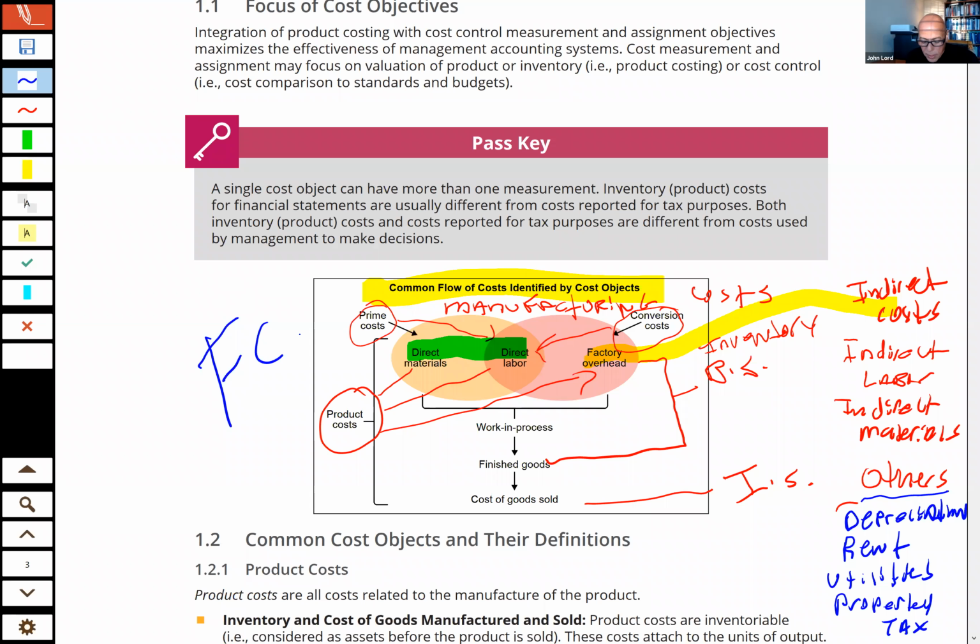When we think about direct versus indirect, direct costs are easily traced to the product. Indirect costs, we have to apply them. There are the obvious ones: indirect labor, indirect materials, and then there are the others, which are depreciation, rent, utilities, property tax. And this is not an exhaustive list. There are many, many costs that could be difficult to trace to the product.